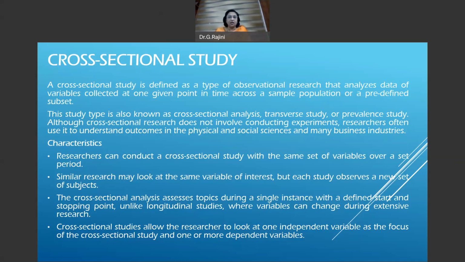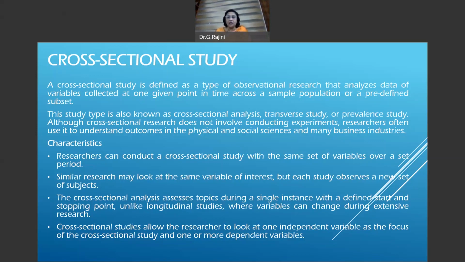Unlike a longitudinal study, where variables can change during extensive research, so they keep on happening for 2 years, 3 years, 4 years and so on, and the subject also keeps changing over a period of time, in a cross-sectional study we have only one set of variables over that period. After we finish that, then we go to the next set of variables.